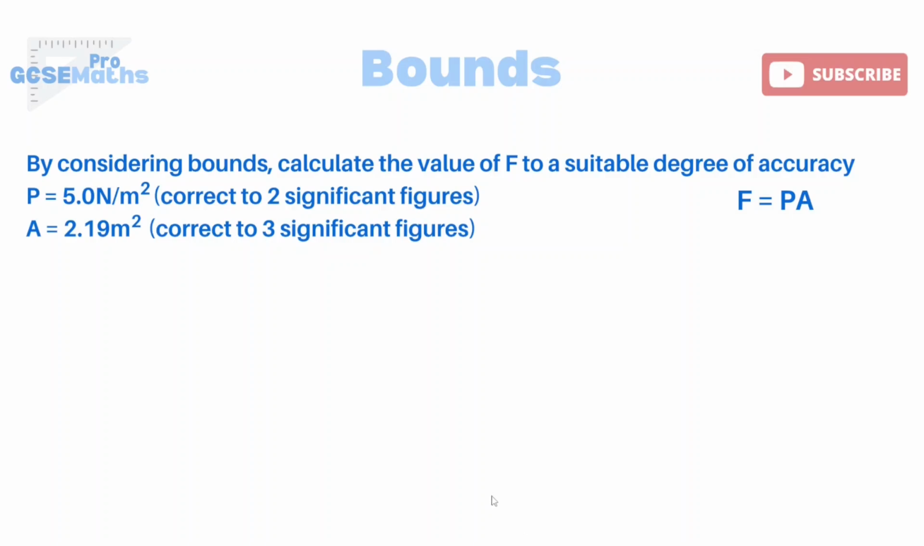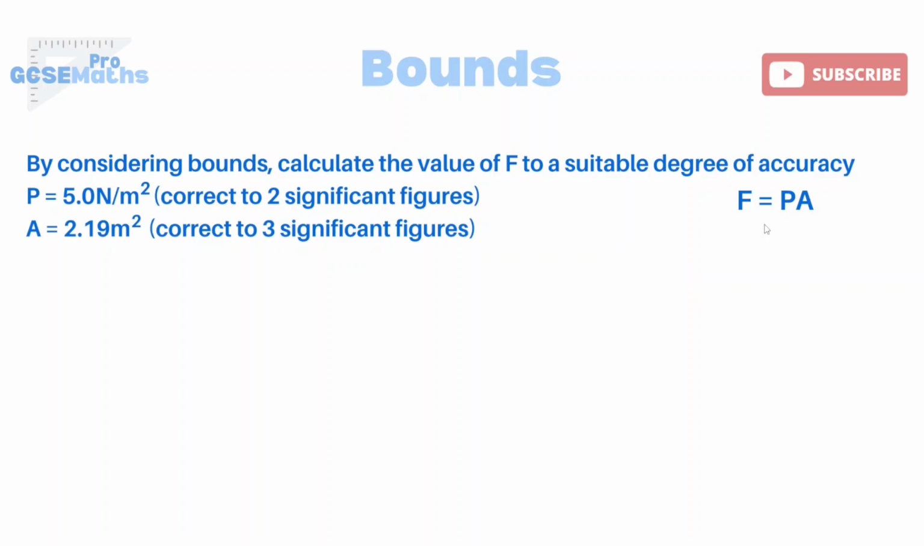Okay, so you're considering both of the upper and the lower bounds, and then you're going to choose a final answer. So normally these are quite a few marks because you've had to do both the upper and lower bounds, and it's in some form of calculation. In this case it says calculate the value of f to a suitable degree of accuracy. Don't worry about the degree of accuracy yet, we're just going to deal with working out the bounds first.